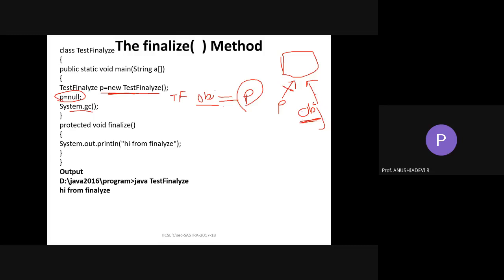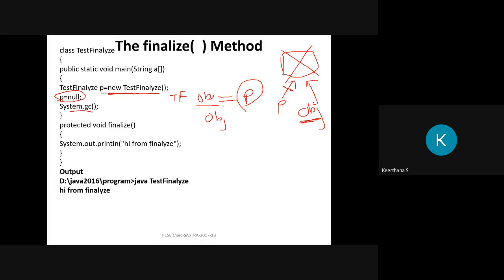Got it? But if I make both P equal to null and obj equal to null, both values are null, so now this object is not referred to by any other reference. So then this is considered an unused object. Got it or not?